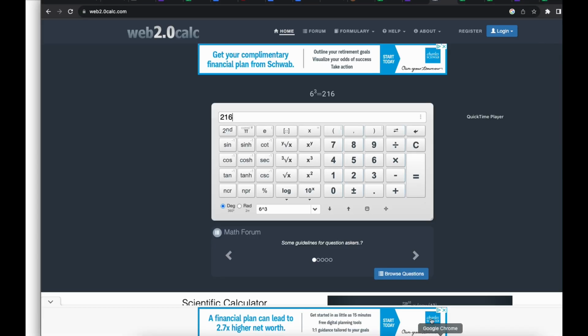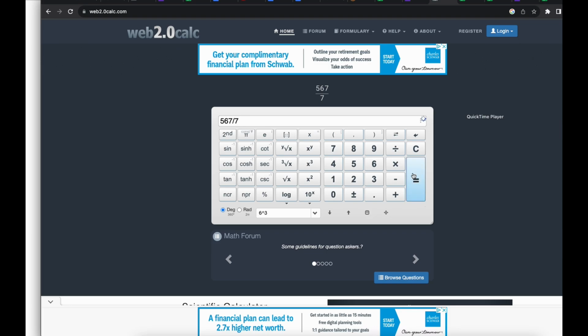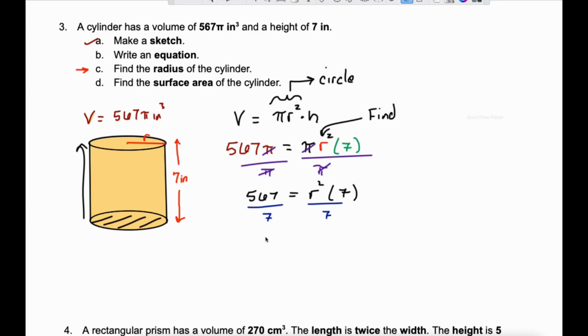So we know 567 divided by 7 is 81. That's a really nice number. 81 equals r squared. Now how do I undo squaring? Take the square root. So I'm going to take the square root of r squared, and the square root of 81. The square root of r squared is r. The square root of 81 is 9.